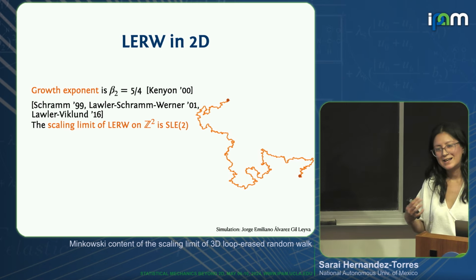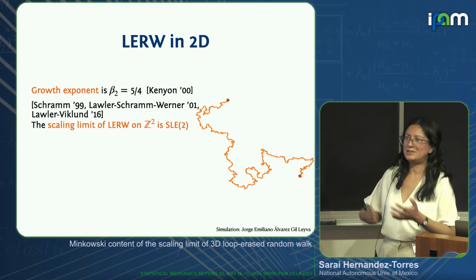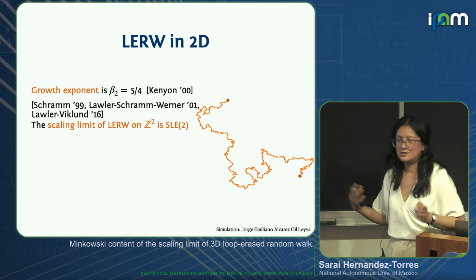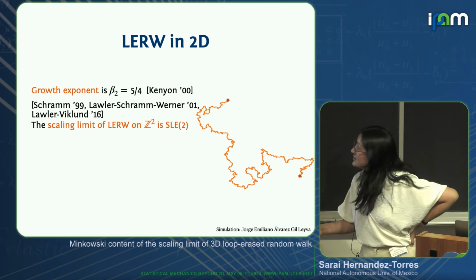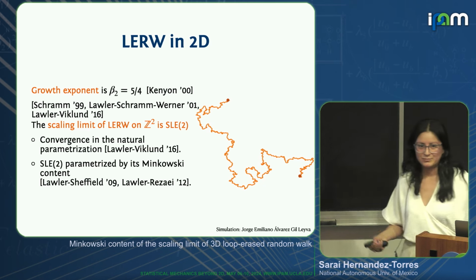But you have to look at the topology. With respect to it, you have this weak convergence of the loops. So the strongest result in this sense is the convergence in the natural parameterization.